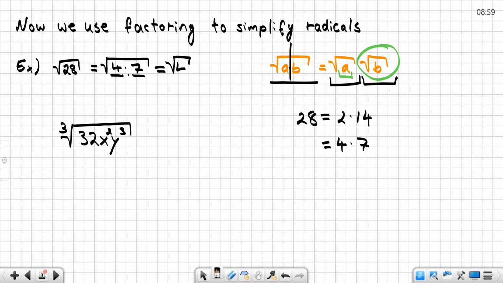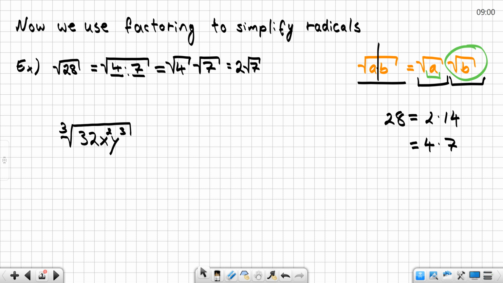Why is this the interesting one? Because if I break this up now, the square root of 4 times the square root of 7, then the square root of 4 can be simplified. That is just going to be 2 times the square root of 7. And I have still a little bit of radical left, the square root of 7, but I pulled out from underneath as much as I could. This is the idea that we are going to be using for the next one as well.